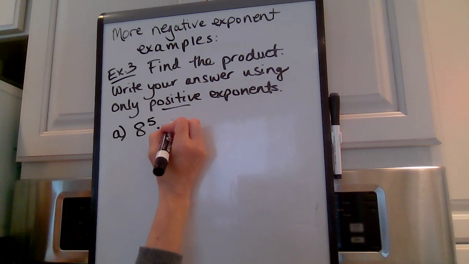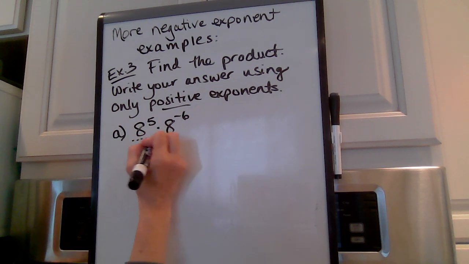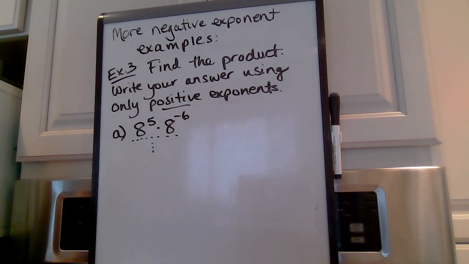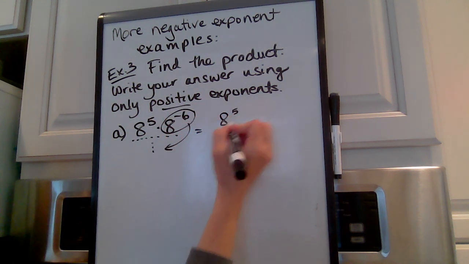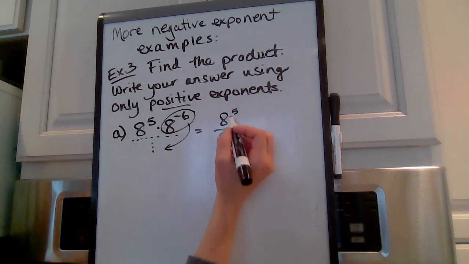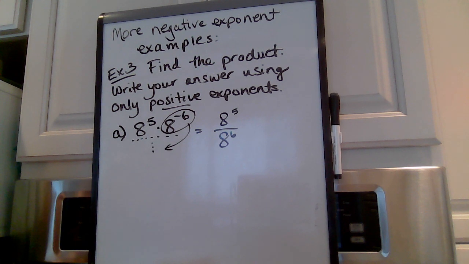8 to the 5th times 8 to the -6. Okay, a lot of ways you can do this. I would emphasize that what we have here is a base that is not where it belongs. That -6 is telling me it really belongs in the denominator. So it would become 8 to the 5th over 8 to the 6th. And then you can see that 5 8s in the numerator are going to cancel out 5 of the 8s in the denominator.